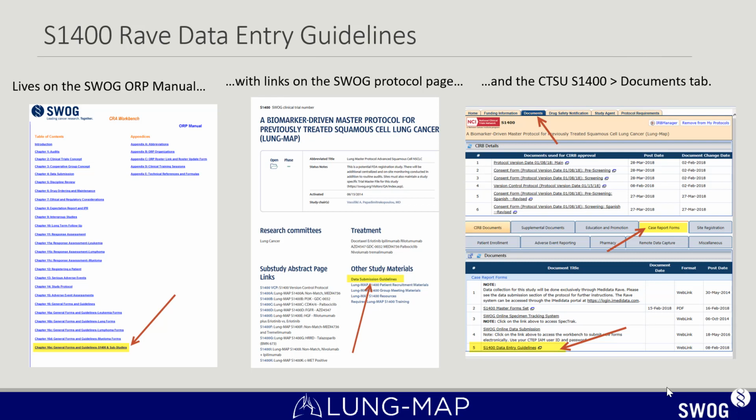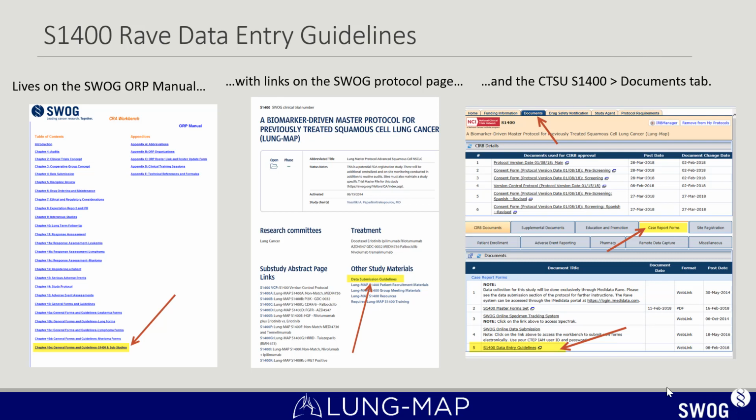And here's where you can locate the RAVE data entry guidelines. It actually lives as a chapter of the SWOG ORP manual. Down here at the very bottom, it's chapter 16E. But it's probably easier for you to access it from either the SWOG protocol page or the CTSU page. So if you're in the SWOG S1400 page, it's the first link here under Other Study Materials, Data Submission Guidelines.